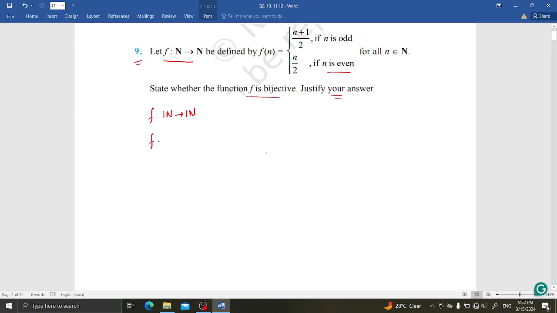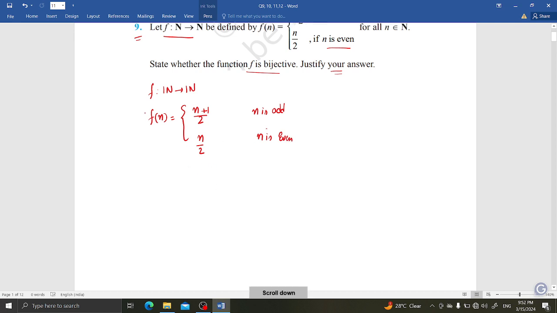Here, the function is defined from a set of natural numbers to a set of natural numbers, and f(n) is equal to (n plus 1) by 2 if n is odd, and if n is even, then it is n by 2. Now for one-one we need to check. Observe that if I want to find f of 1, it lies in the first branch.